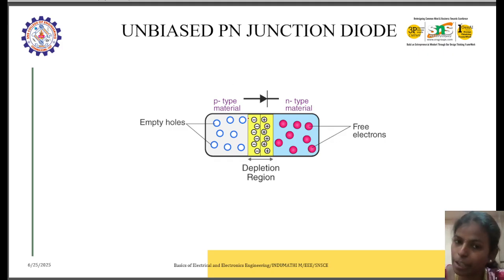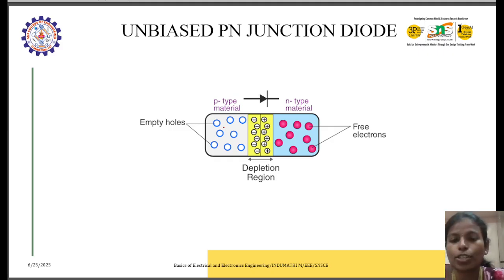In the p-type material, the majority carriers are holes. A hole is nothing but an empty space. When an electron starts moving, the empty space where the electron was present we call a hole. So in p-type material the majority carriers are holes, and in n-type material the majority carriers are electrons. The minority carriers are vice versa: in p-type material it is electrons, and in n-type material it is holes. The holes are positively charged and the electrons are negatively charged.